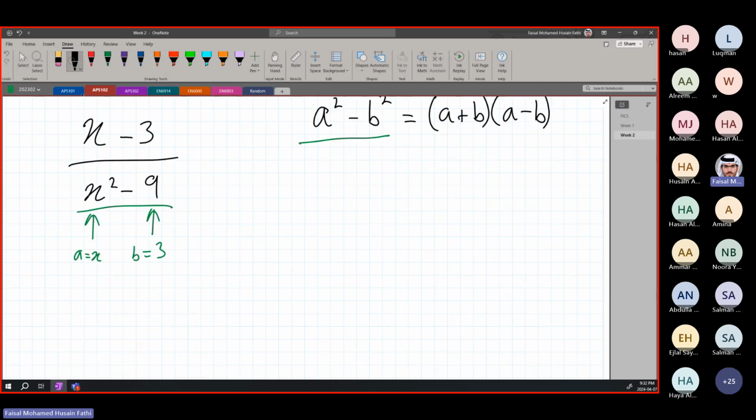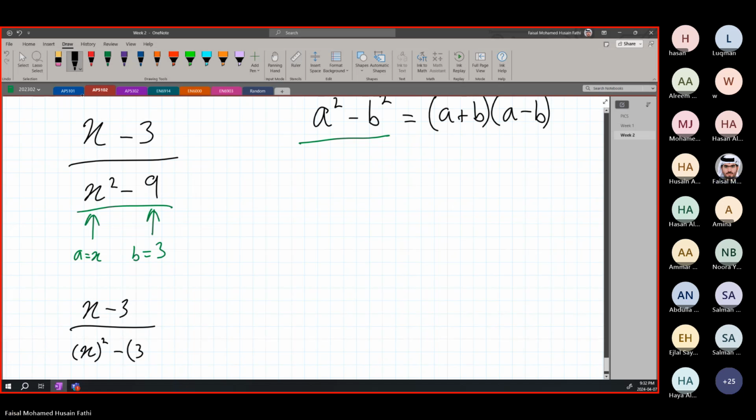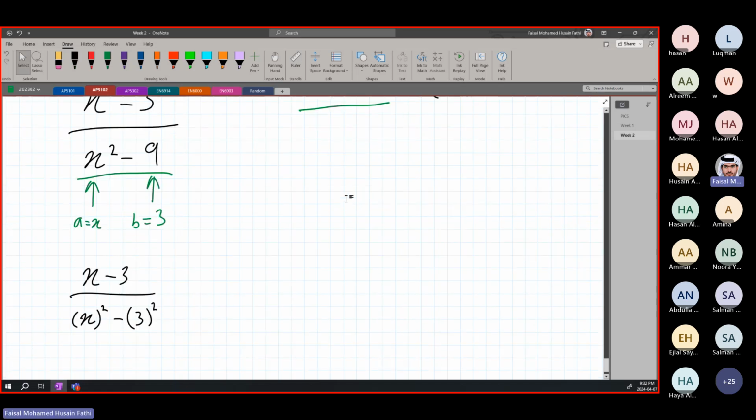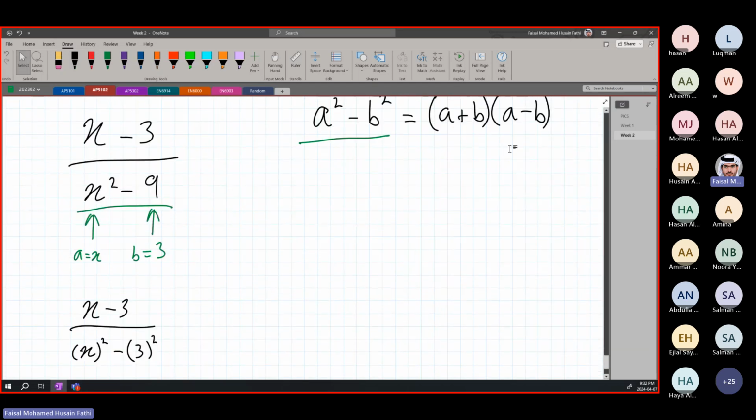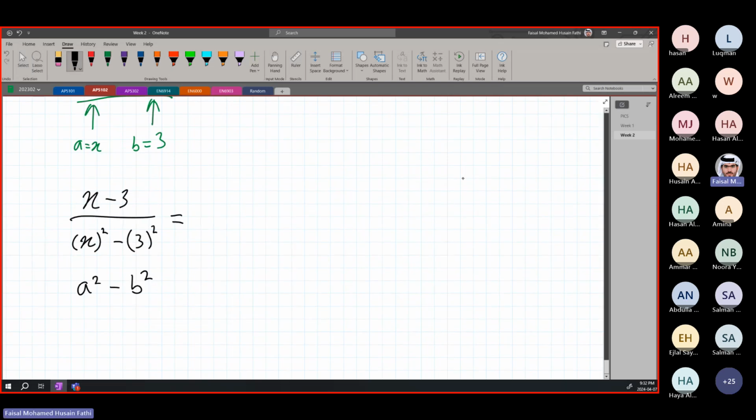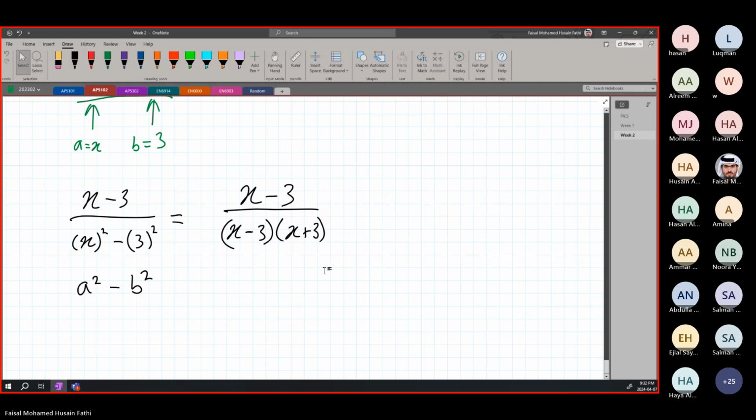So if I want to rewrite this, it is as if it's saying (x minus 3) over x squared minus 3 squared. Okay? So now this is in the form of a squared minus b squared. So what was the formula? It's (a plus b) times (a minus b). So this is going to be (x minus 3) over (x minus 3) into (x plus 3), where 3 is b.